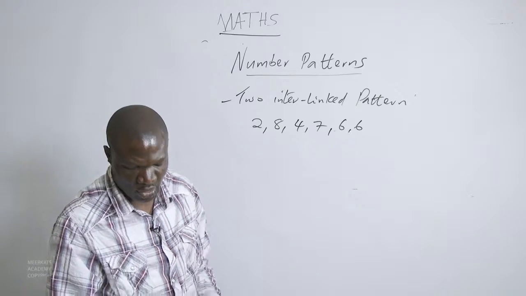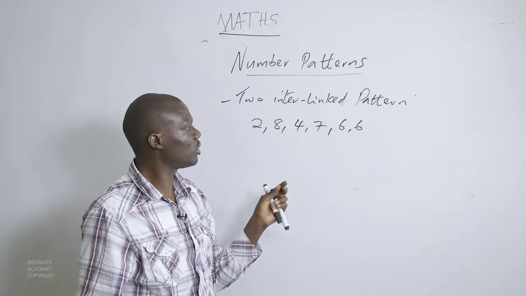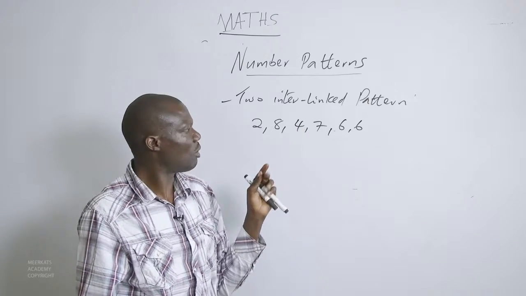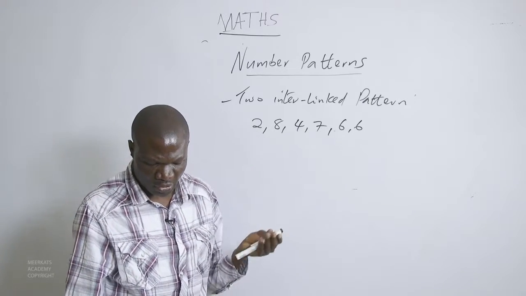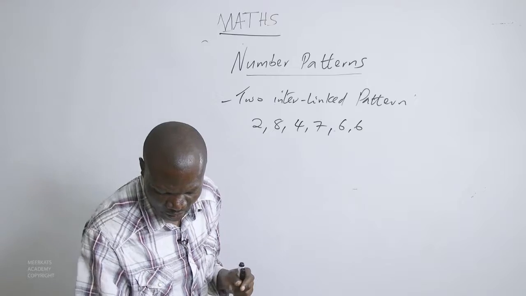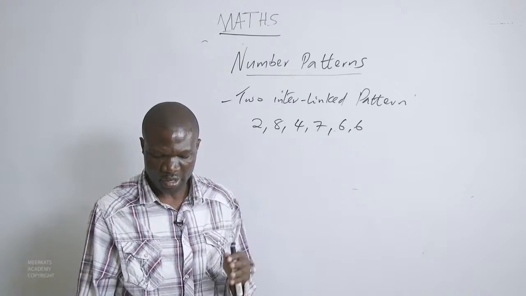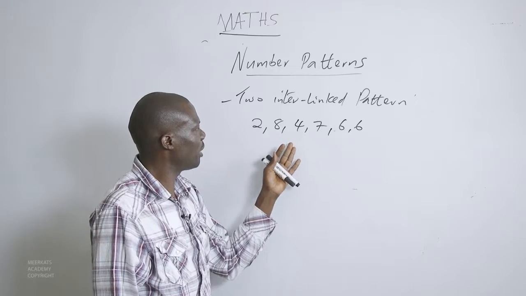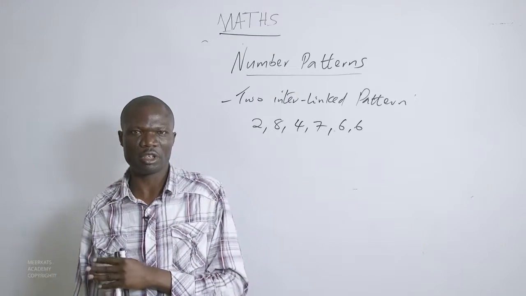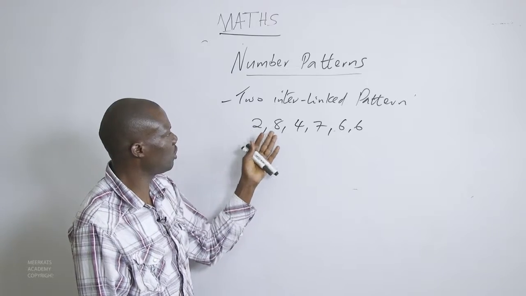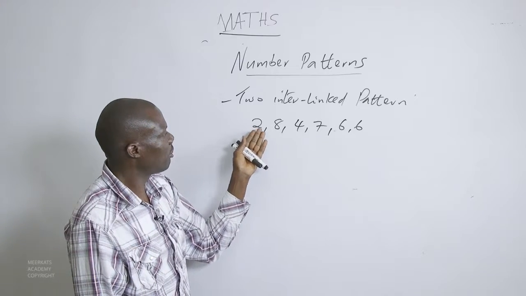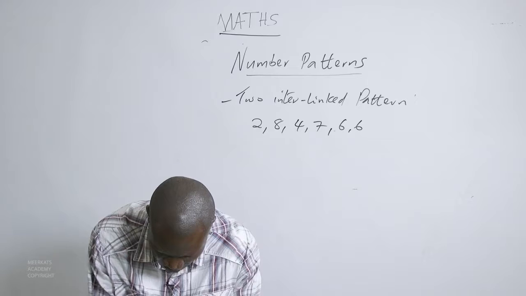Now here, it's a bit tricky because there are some issues that we need to look at. What is happening here? Is it anything to do with the odd? Here, we have a pattern in the odd numbered terms and another pattern in the even numbered terms. We have even and we have odd. If you are very keen here, 2, 8, 4, and 6 are all even, and then we have 7 as our odd number.